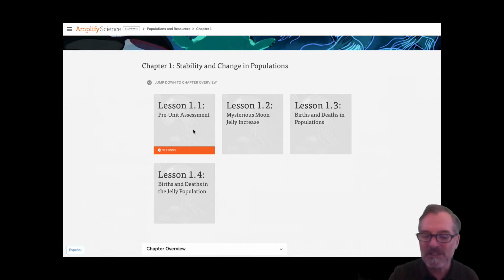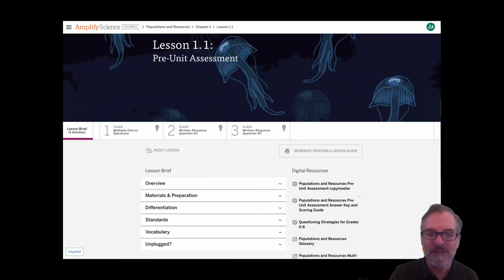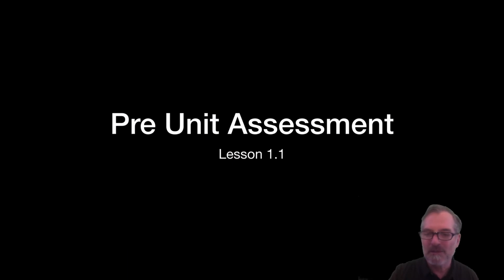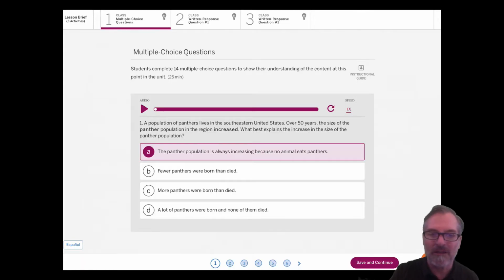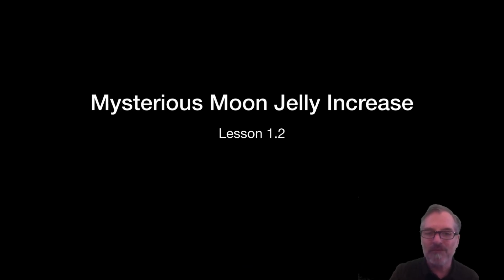The first was to take that pre-unit assessment, which you guys did. That was lesson 1.1. There was the multiple choice and the short answer, and we'll return to that. We started to see how much you knew, and we'll end the unit with that. And then from there we did lesson 1.2 on the mysterious moon jelly increase.